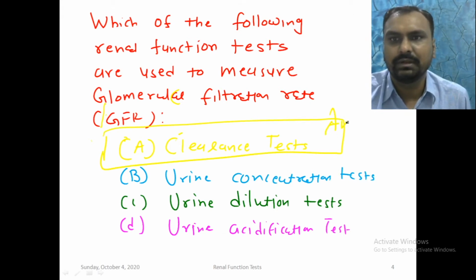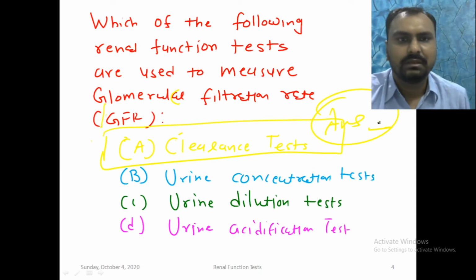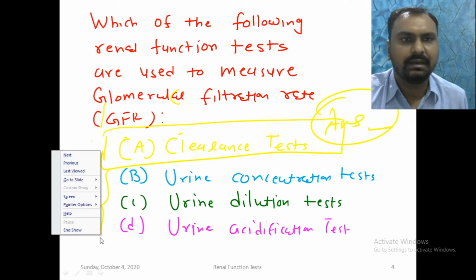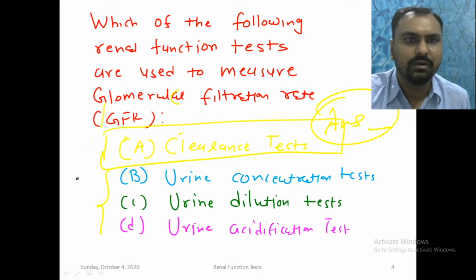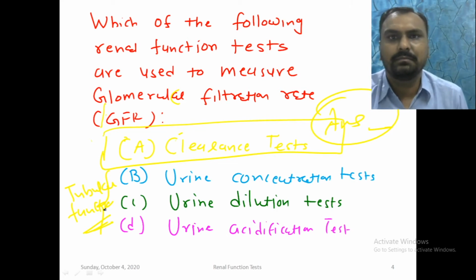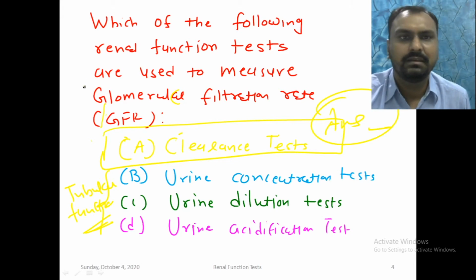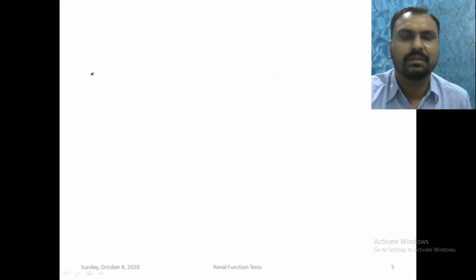Most important is the inulin clearance test, and the endogenous one is the creatinine clearance test. All the rest are tests of tubular function of the kidney, while the clearance test and proteinuria are part of glomerular function. And for the GFR specifically, we require the clearance test.